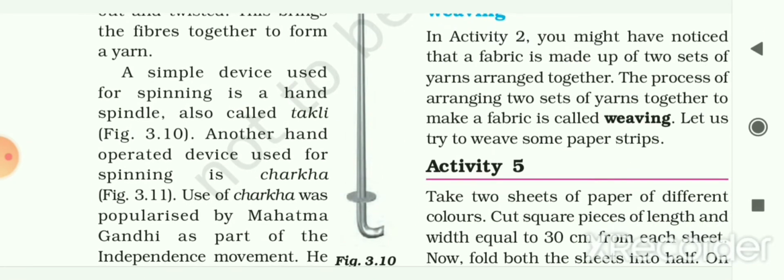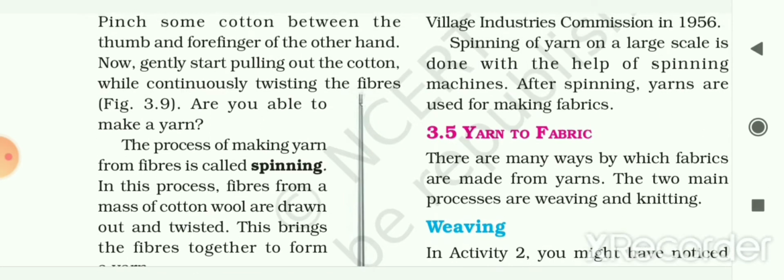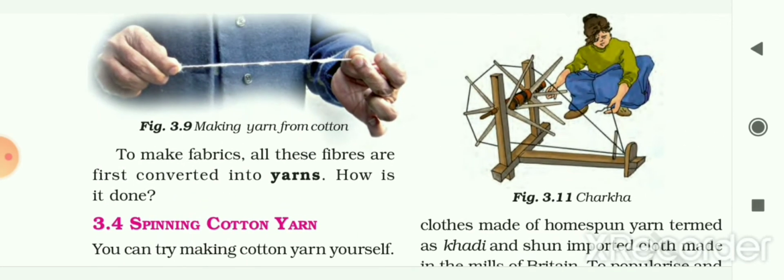A simple device used for spinning is a hand spindle. Hand spindle is shown to you here in figure 3.10. Another hand operated device used for spinning is the charkha. Charkha is shown to you here in figure 3.11.